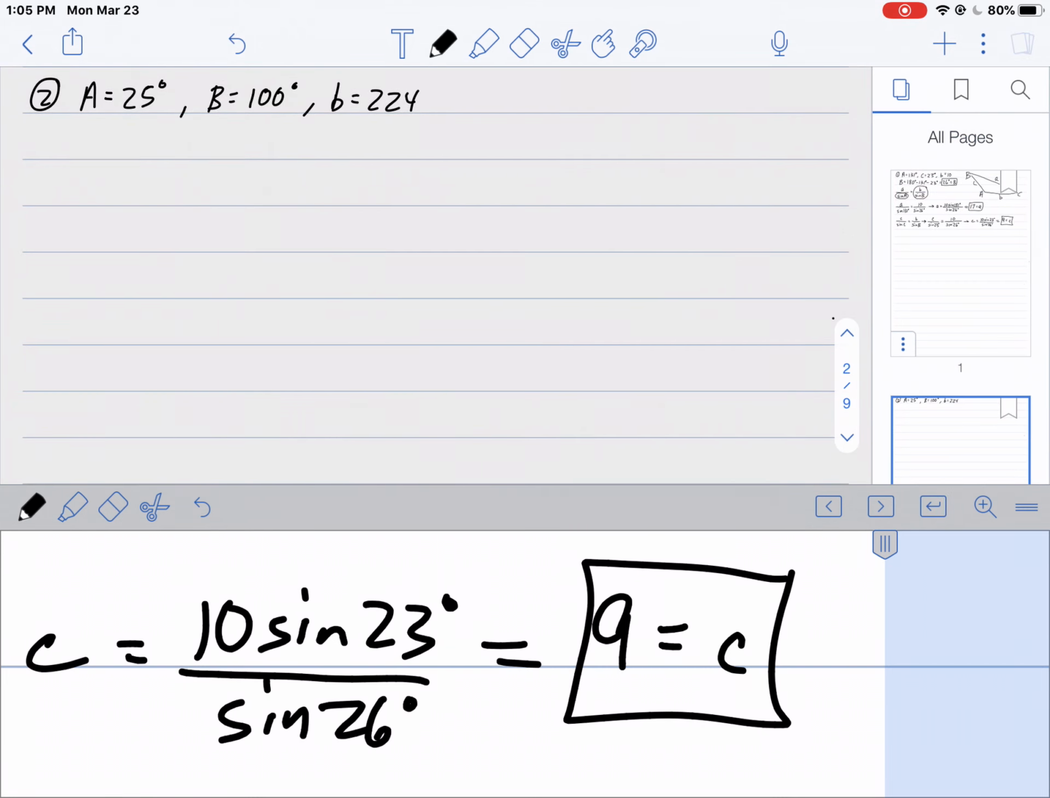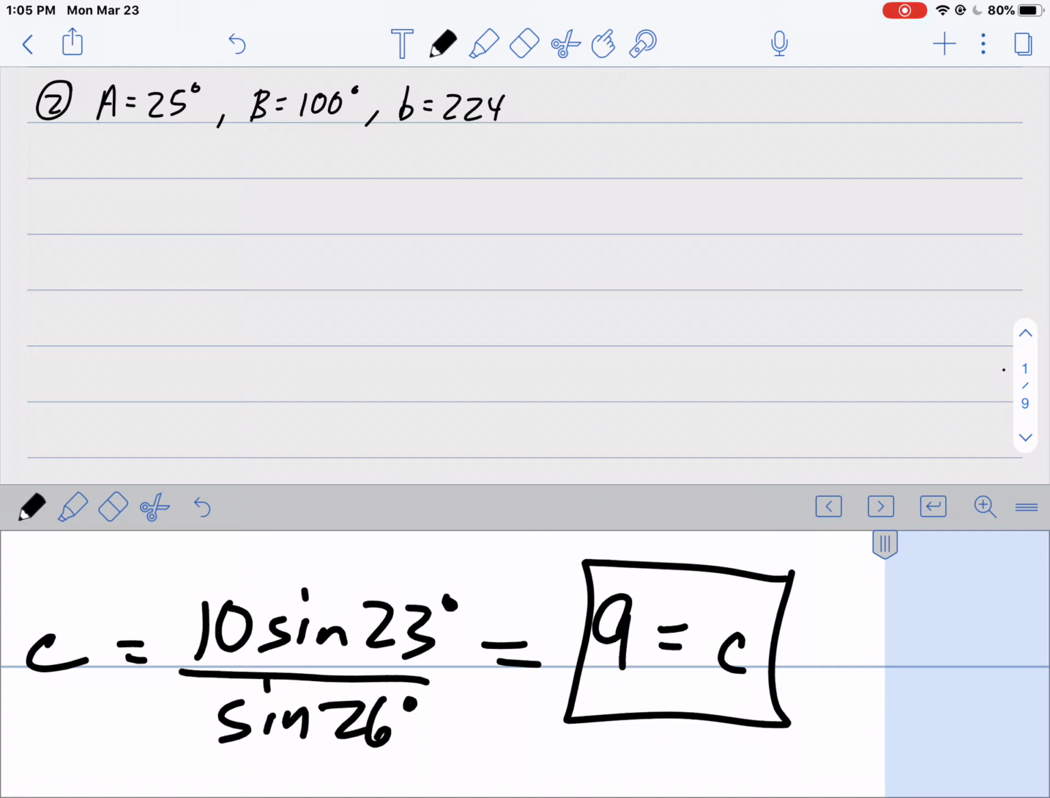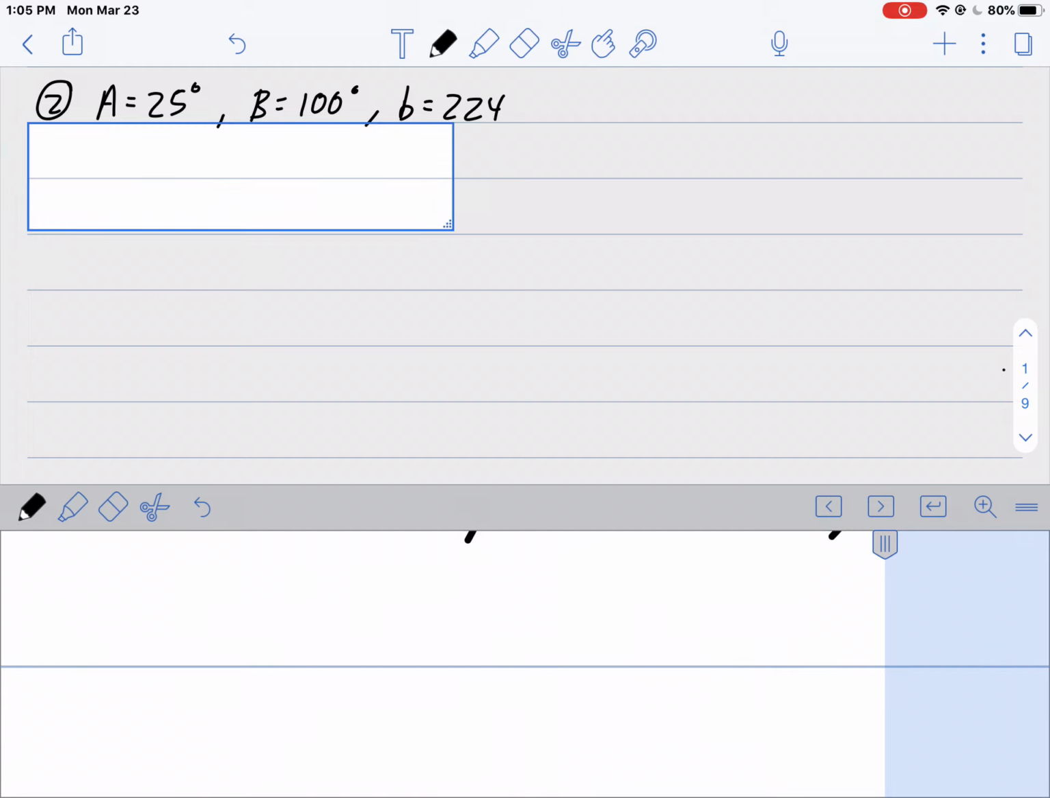Number 2. So here I'm given the measure of angle A, the measure of angle B, and the length of side B. Now if you notice, in the initial problem I know a side and an angle opposite each other, right? I know side B, I know angle B, so I'm already set up to use law of sines. But I'm going to start with the third angle first.